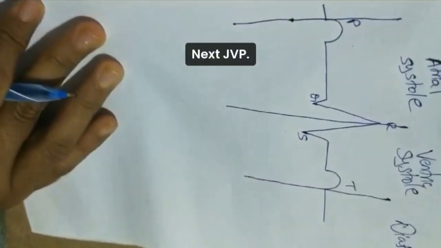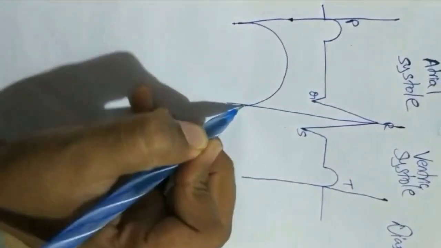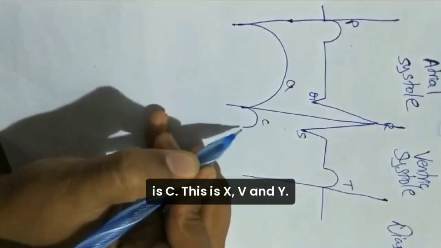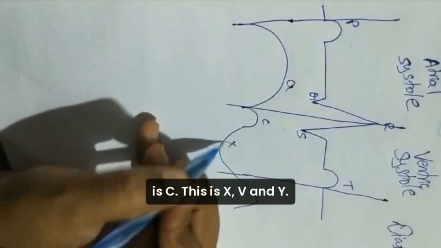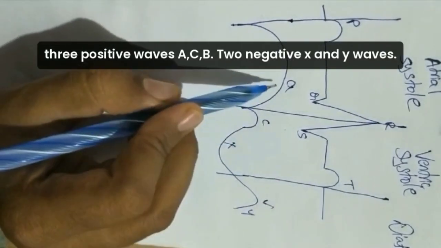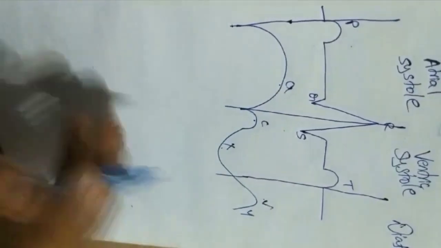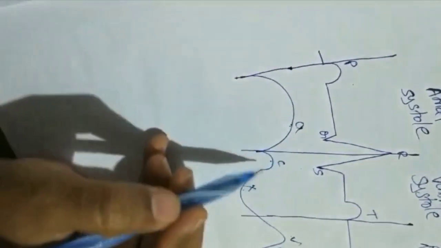So next JVP. This is A, then this is C, this is X, V and Y. Three positive waves, A, C, V, two negative X and Y waves. So A wave is atrial contraction.